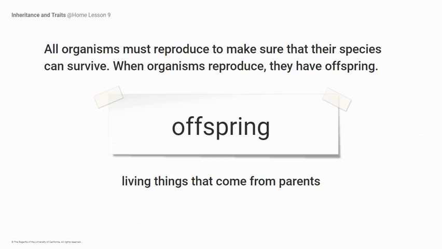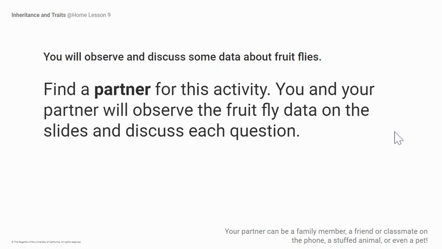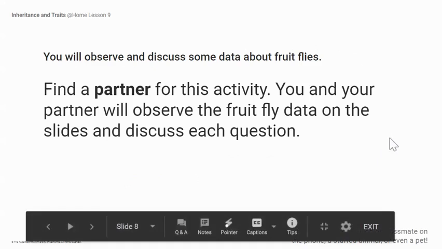Now, all organisms must reproduce to make sure that their species can survive. When organisms reproduce, they have offspring, and offspring are living things that come from parents. So they come from a parent. So we're not going to necessarily worry about the partner piece. If you want to talk to a stuffed animal, you want to talk to a sibling, that's totally fine. But you're going to be looking at the fruit fly data on the slides, and we'll do this on our video, and you're going to discuss each question.